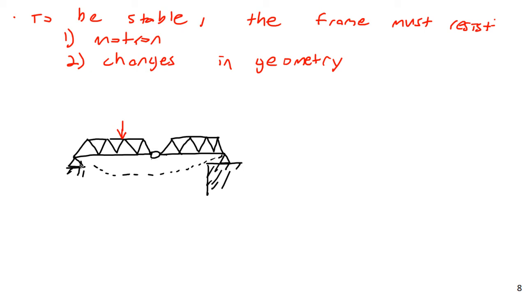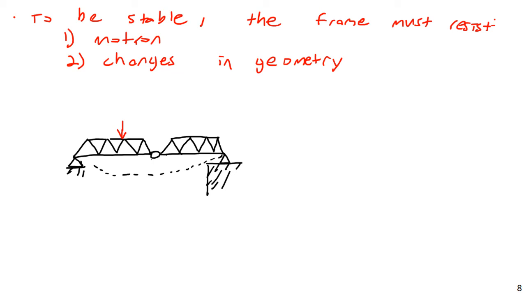In this case, a truss like this is capable of resisting global motion of the frame, but it is not capable of resisting changes to internal geometry. And we could have the opposite. Can anyone give me an example of a frame that is resistant to changes in internal geometry, but not resistant to changes in motion?